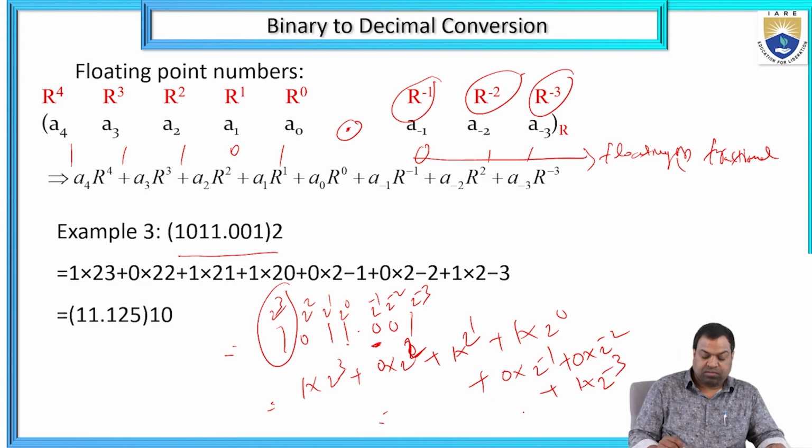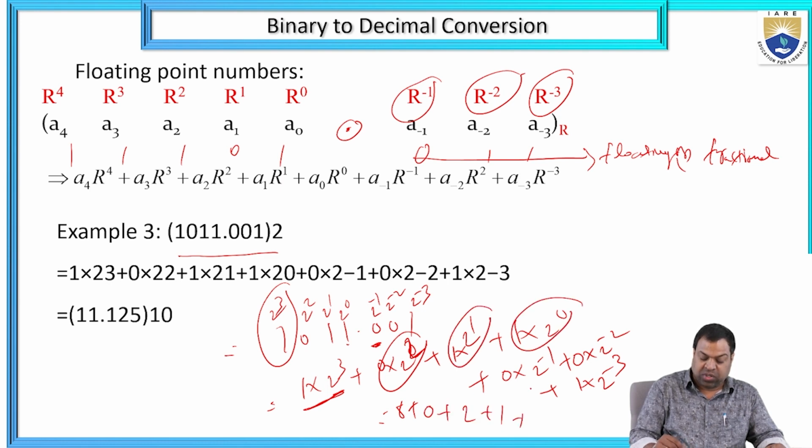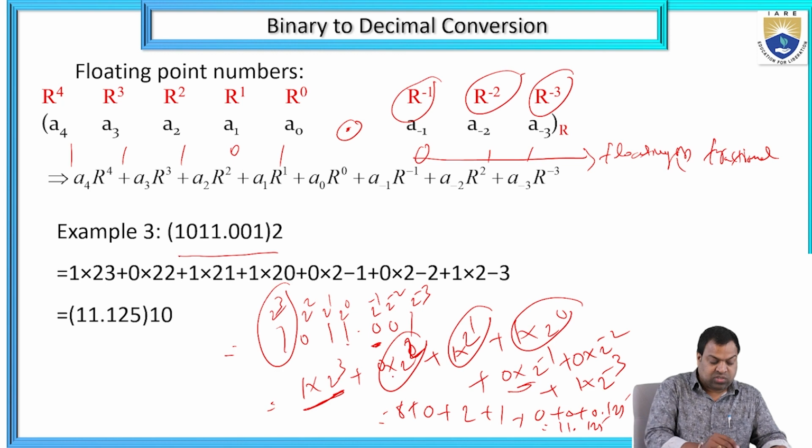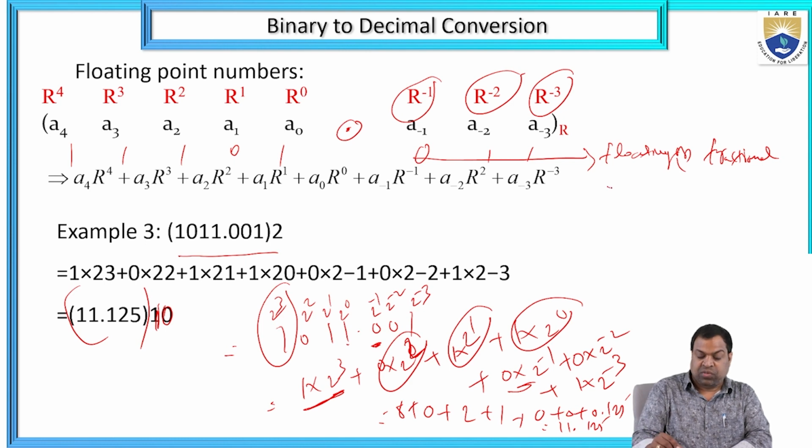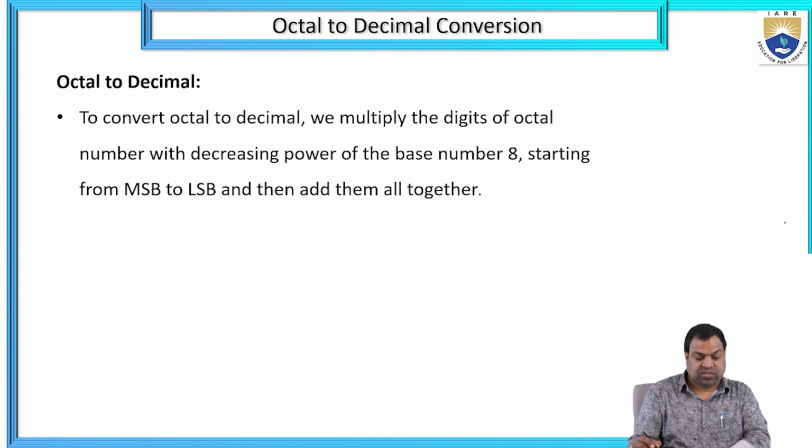So here I am taking 2 cube equal to 8 plus 0 plus 2 power 1 means 2 plus 1 plus 0 plus 0. 2 power minus 3 means 1 by 8. So 1 by 8 means 0.125. So 8 plus 2, 10, 11.125. So it is 11.125 base 10. So these are fractional values. We got fractional values like this.